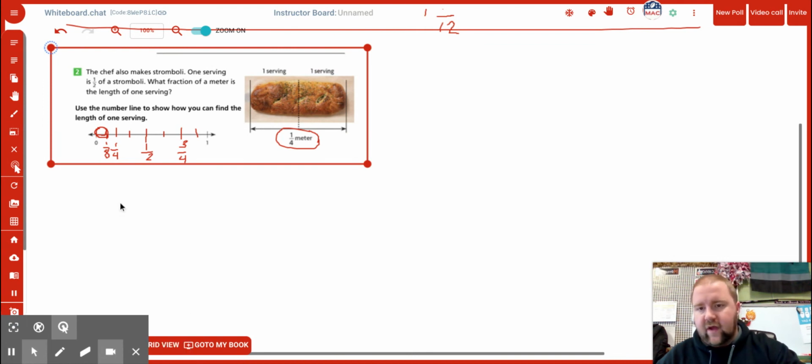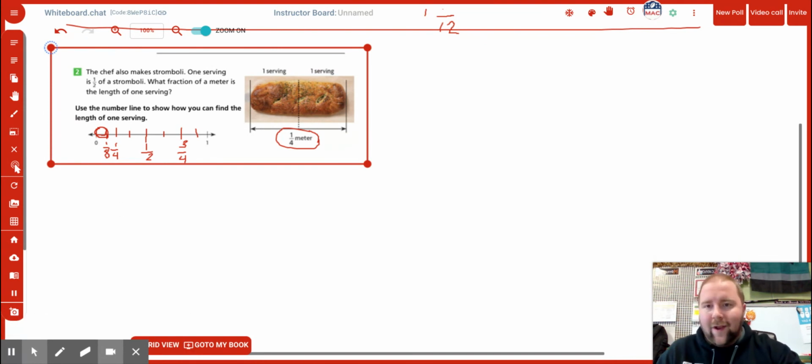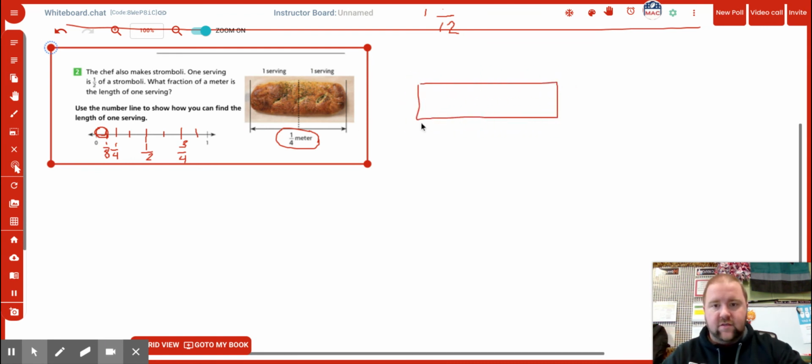So one serving of the stromboli is 1/8 meter. Just knowing that, we like to start out with our whole first, whatever it is. In this problem, we were dealing with 1/4 and then cutting that fourth in half, just like we did on the prior problem. If I was doing all the fourths and cutting all of them in half, same idea as the last problem, cutting it in half, cutting it in half.